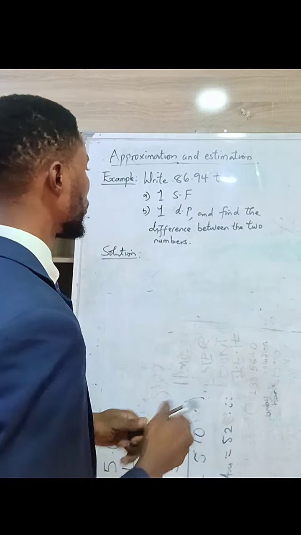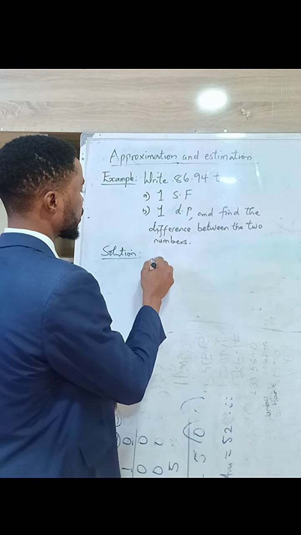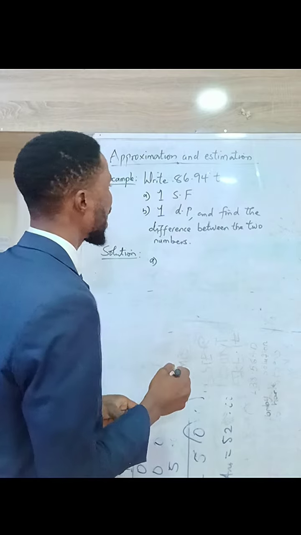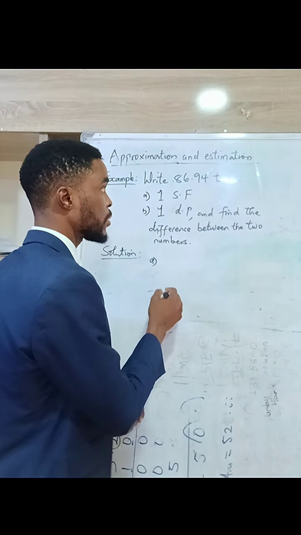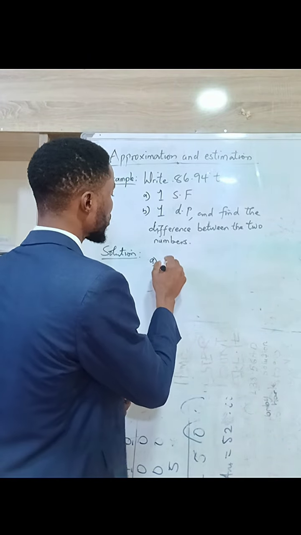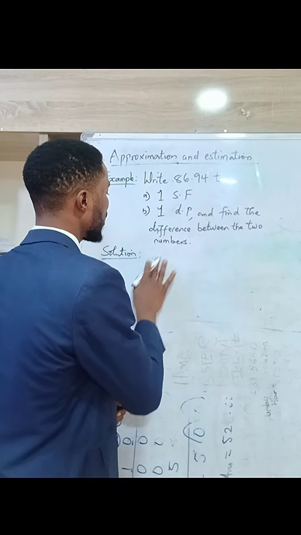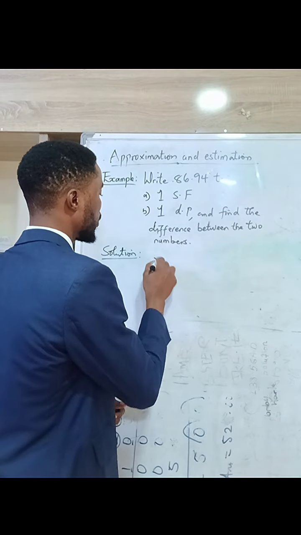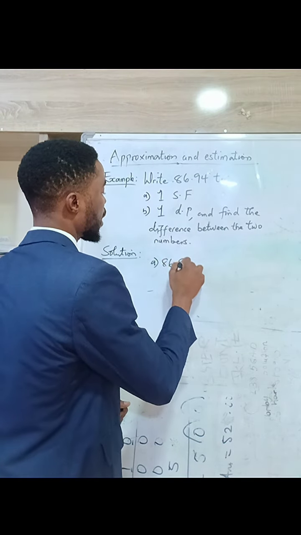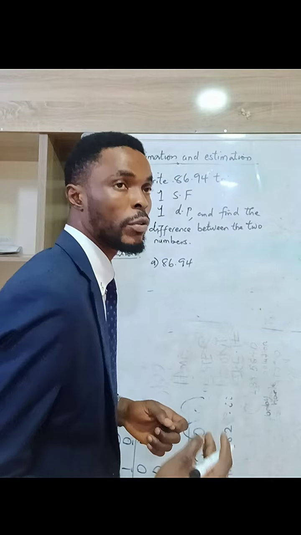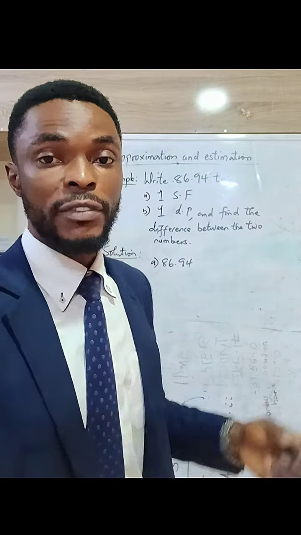So the first thing we're going to do is to write this to one significant figure. We approximate it to one significant figure. Now the question given to us is what? Initially, what we have is 86.94. Now, this is what you need to know when you are dealing with significant figures.